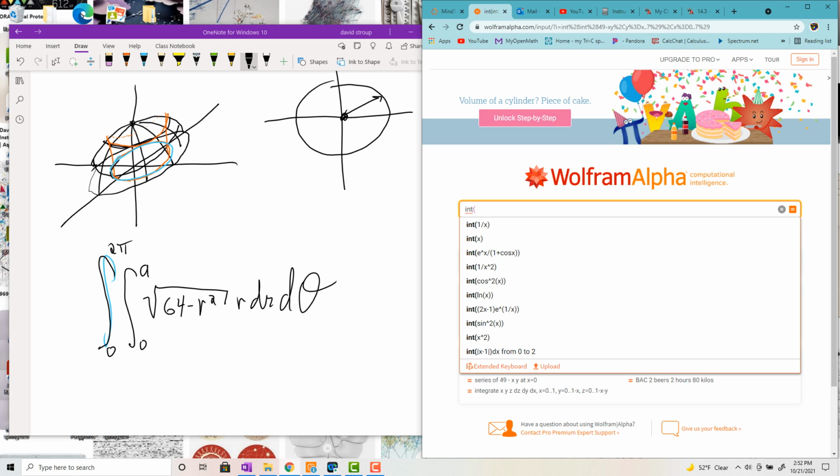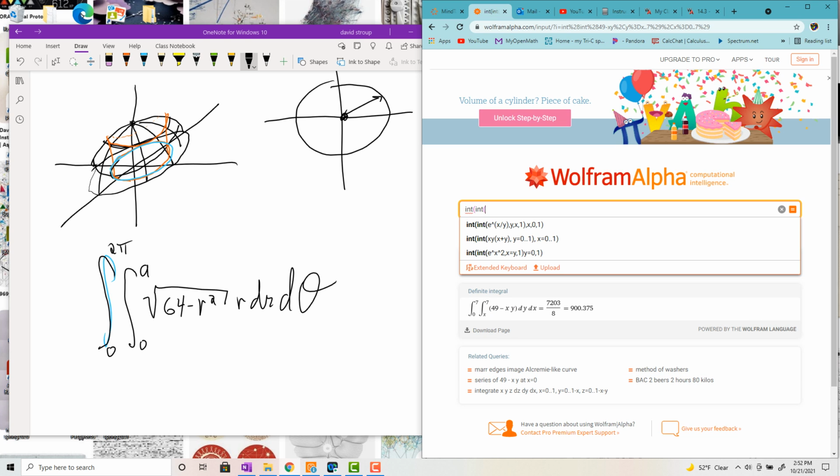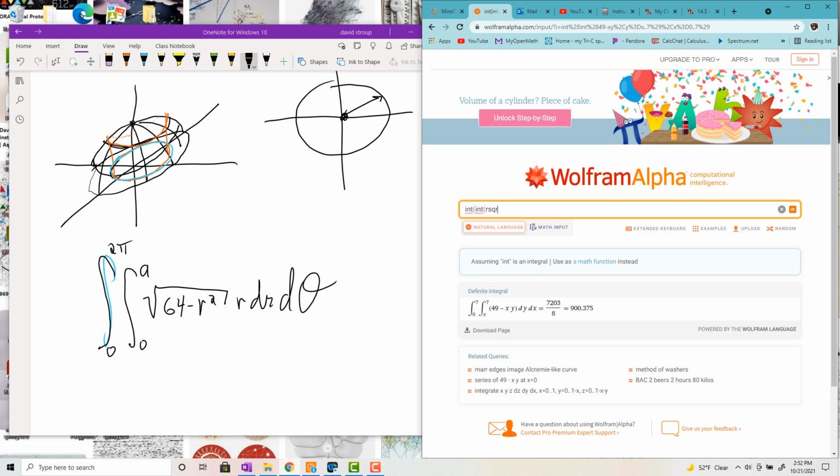But so we have a double integral of r. You just do a u sub on that, and that'll take care of business. r times the square root of 64 minus r squared, where r is going from 0 to a, and then we just do some other variable like t equals 0 to 2 pi.